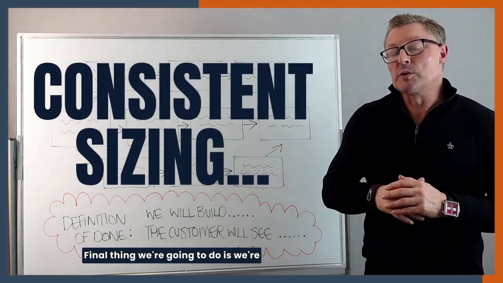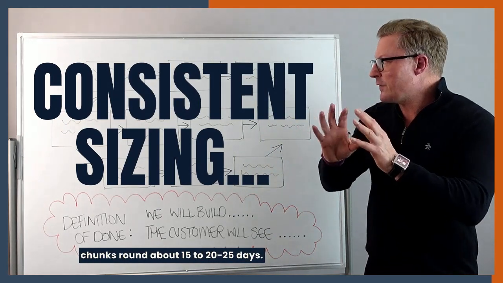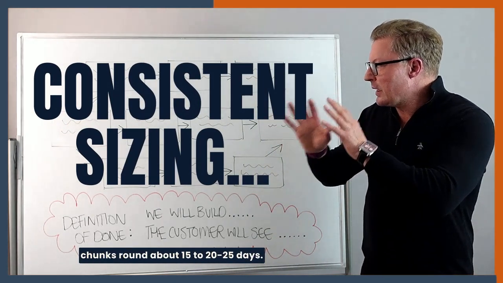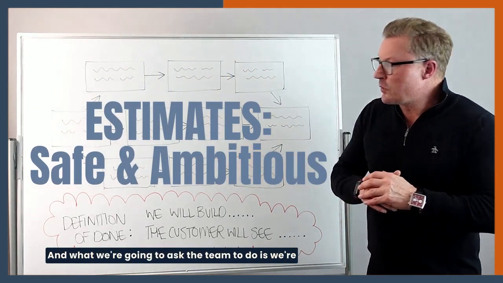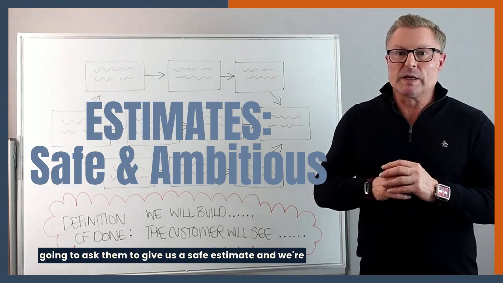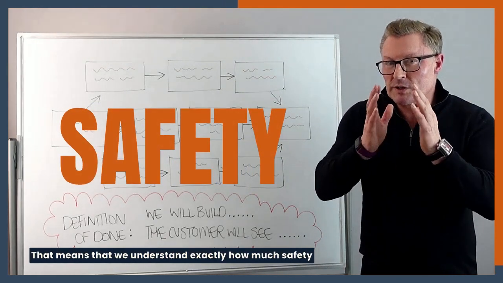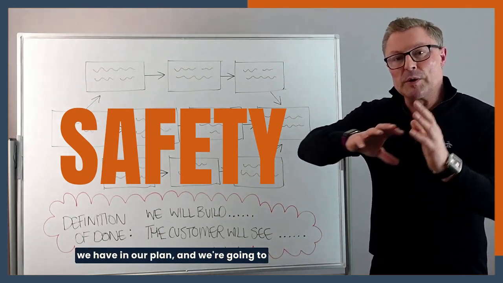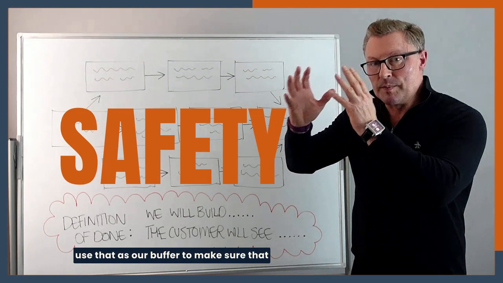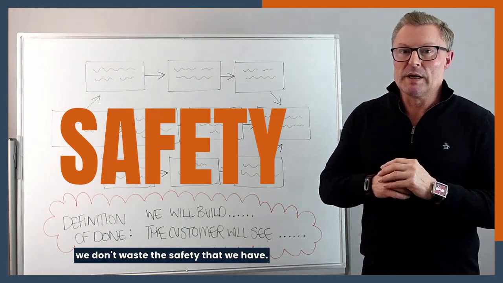Final thing we're going to do is we're going to have some consistent sizing. The big chunks round about 15 to 20, 25 days. And what we're going to ask the team to do is we're going to ask them to give us a safe estimate, and we're going to ask them to give us an ambitious estimate. That means that we understand exactly how much safety we have in our plan, and we're going to use that as a buffer to make sure that we don't waste the safety that we have.